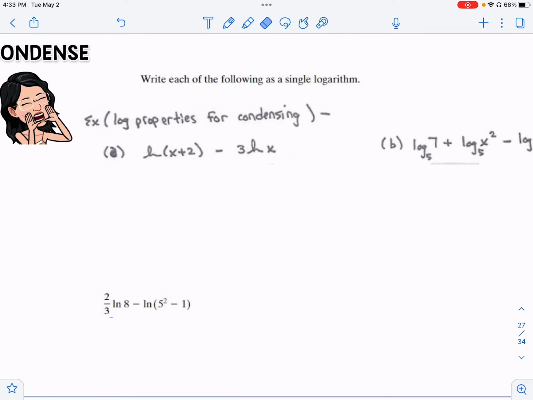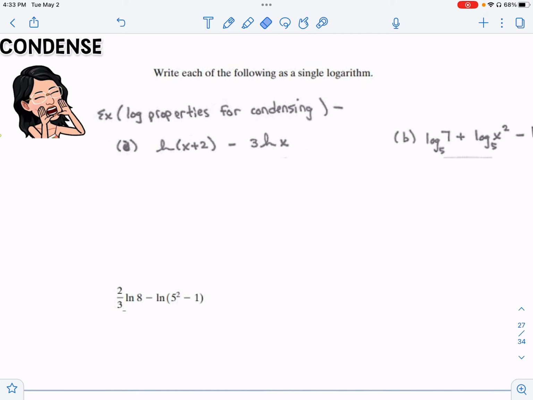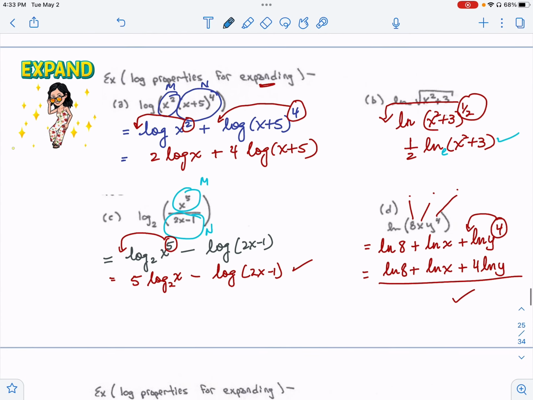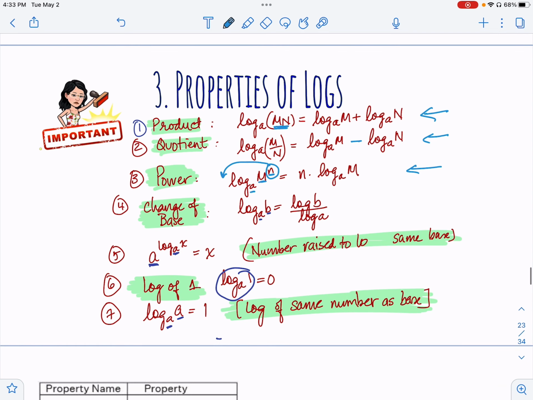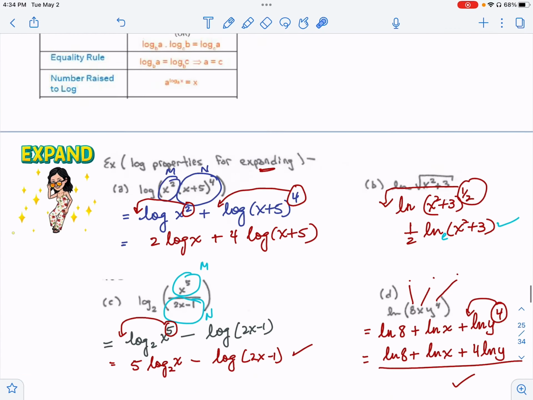Hey, continuing from the previous video, I stopped at expanding logs, getting back to condensing logs. So look at the first example, it says, hey, condense or write it as a single log, which is another indication to be using the properties from right to left. Let me show you the properties again. These are the properties we talked about. So one more time, when you're going from left to right side, we are expanding them, and then vice versa. So this is going backwards.